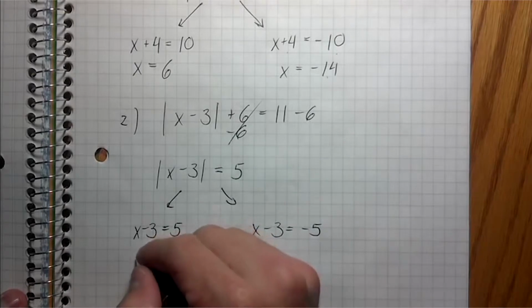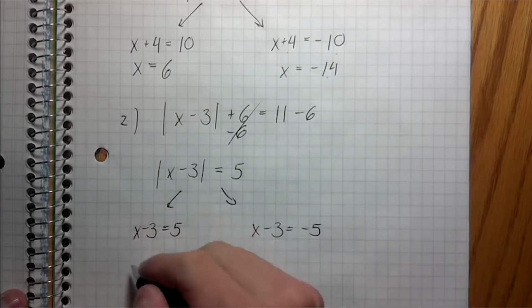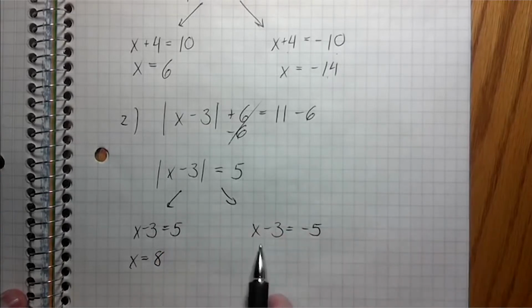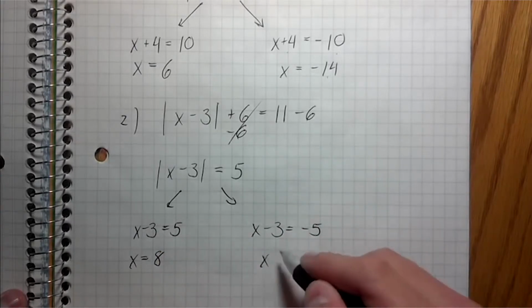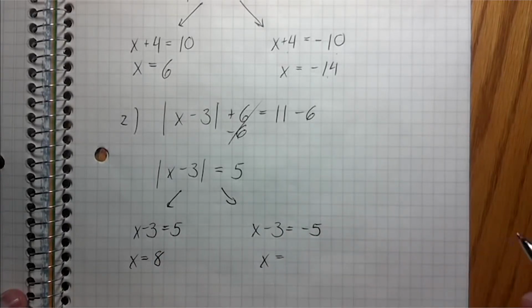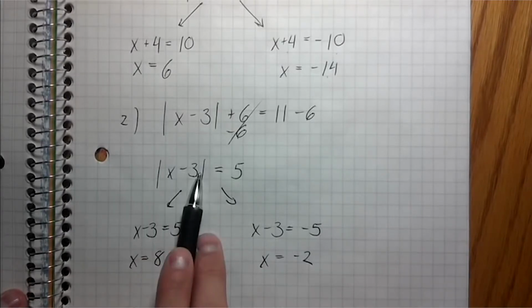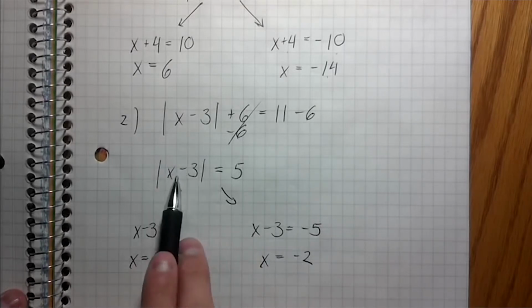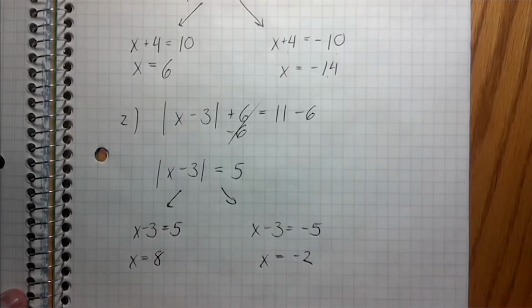Now I'm just going to add 3 to both sides. So x in this case equals 8, and x in this case equals negative 2, because negative 5 plus 3 is negative 2. These are my two solutions, and again, I can check them. 8 minus 3 is 5, and the absolute value of 5 is 5. Negative 2 minus 3 is negative 5, and the absolute value of negative 5 is 5. Excellent, so it works.